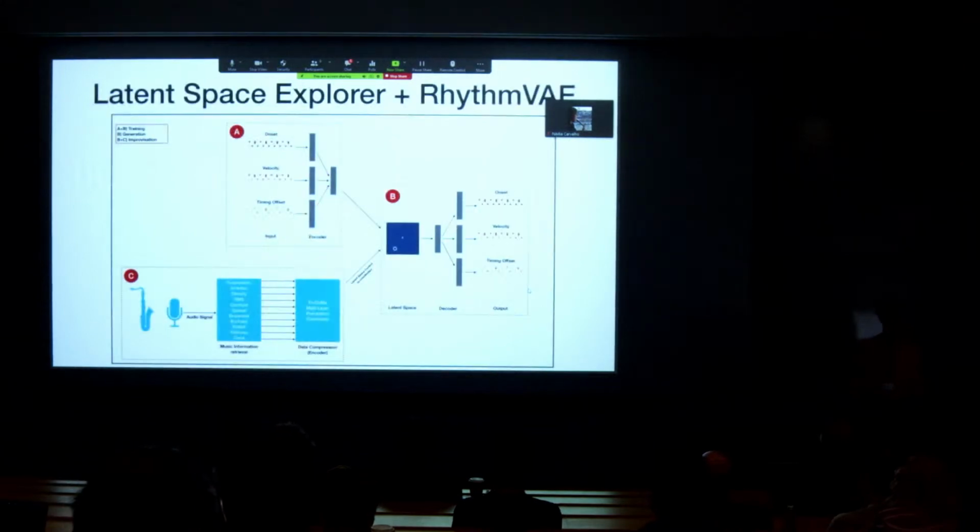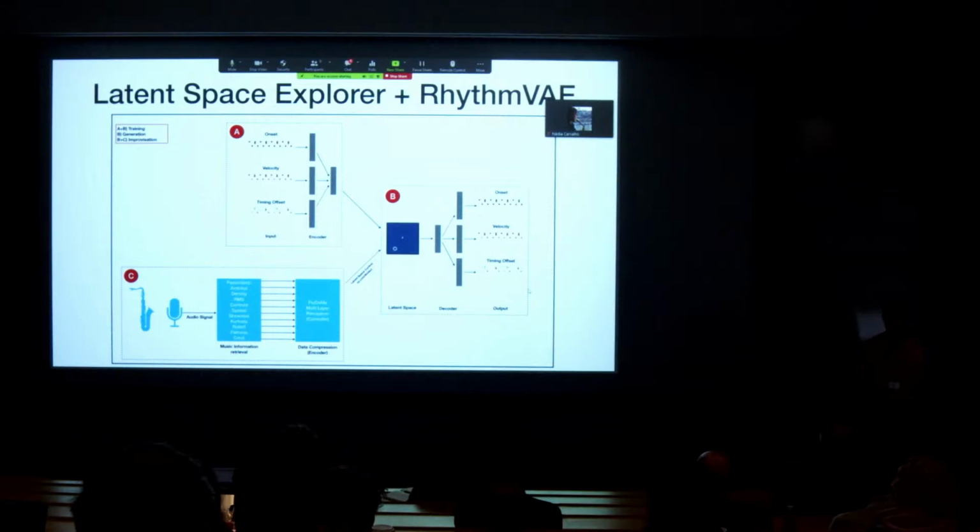Now to show you the whole picture, this figure displays how the Latent Space Explorer and the M4L RhythmVAE work together. Part A is the encoder of the variational autoencoder. Part B is the decoder for rhythm generation. For training, you'll need part A and B, and for rhythm generation, only part B is required.